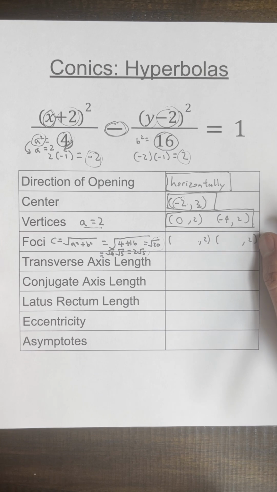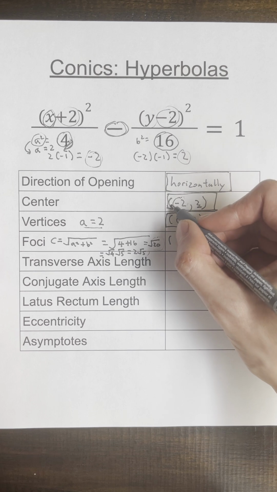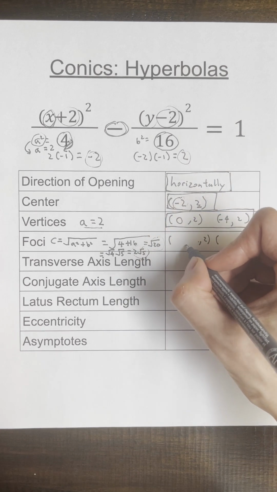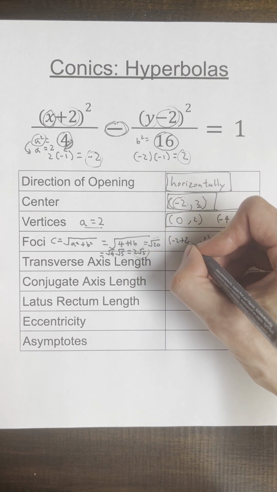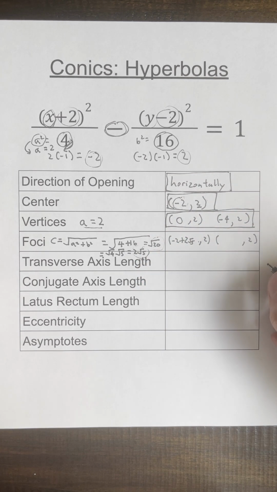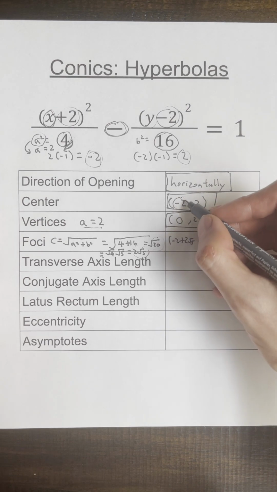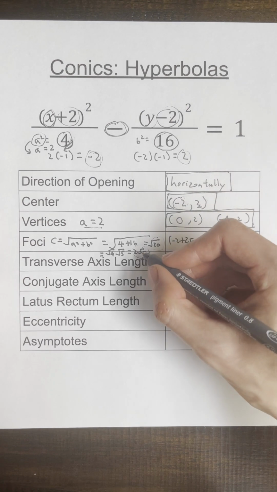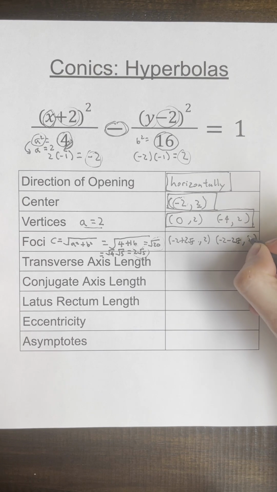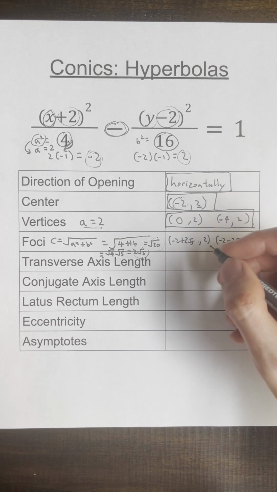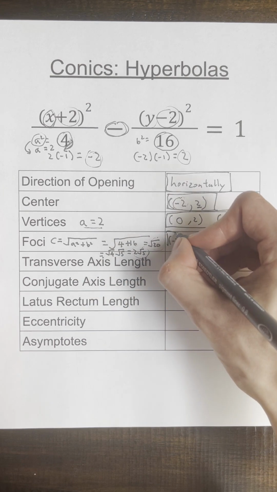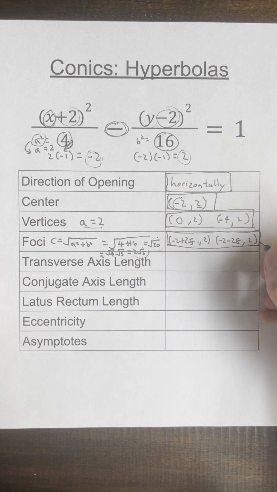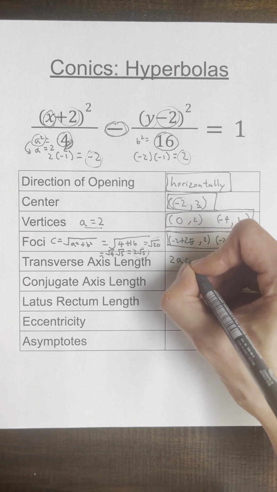Okay. So that means I'm going to add this and this to get what's over here. So -2 plus 2√5. I also need to subtract. So -2 minus 2√5. To find the transverse axis length, oh wait, I forgot to box this. This is your answer. To find the transverse axis length, use the formula 2a.